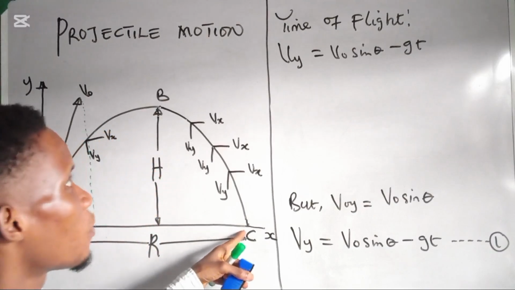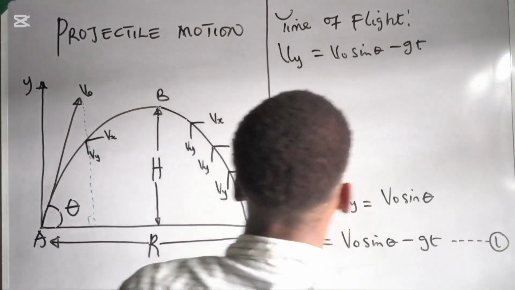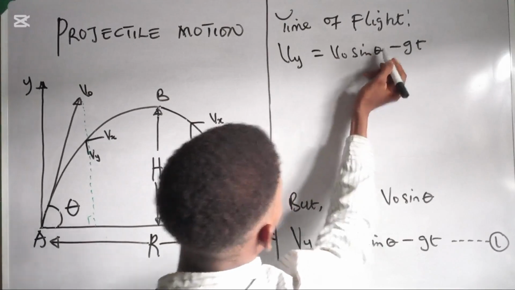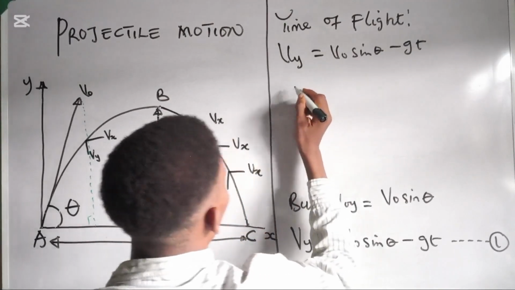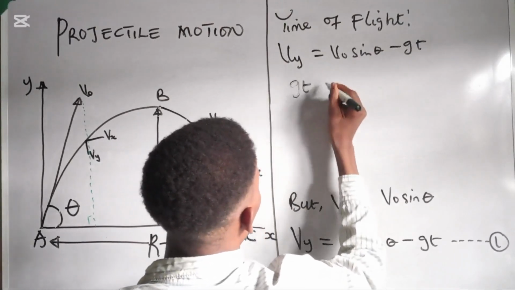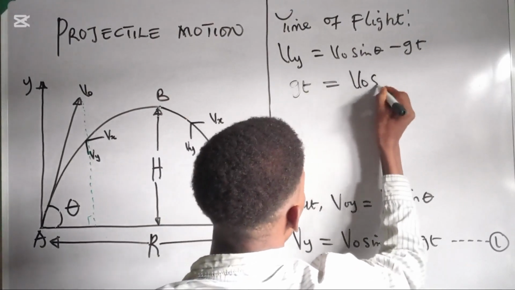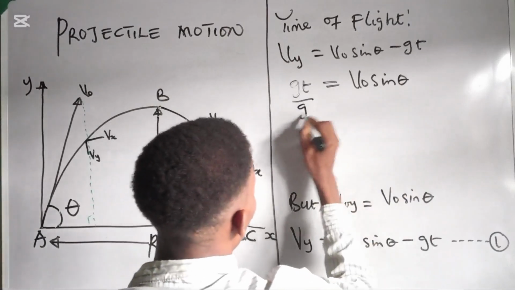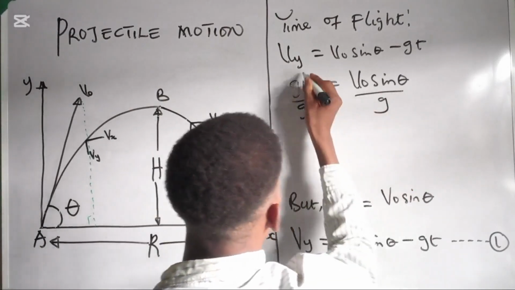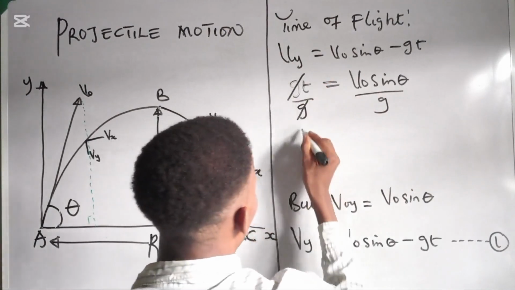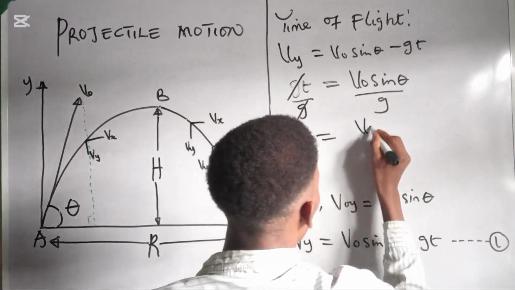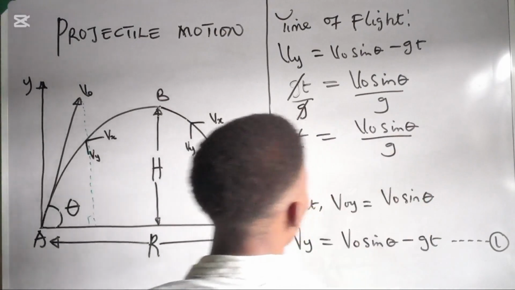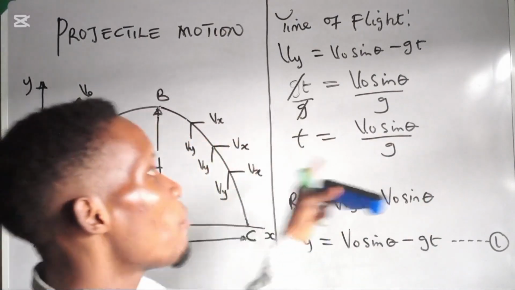So if that is the case, we can now say that this is 0. If this is 0, it means this will now be taken to this side. We'll now have GT equals V naught sine theta. So let's divide by G; G goes against G, and this is going to be V naught sine theta all divided by G. This is what we call time of flight.